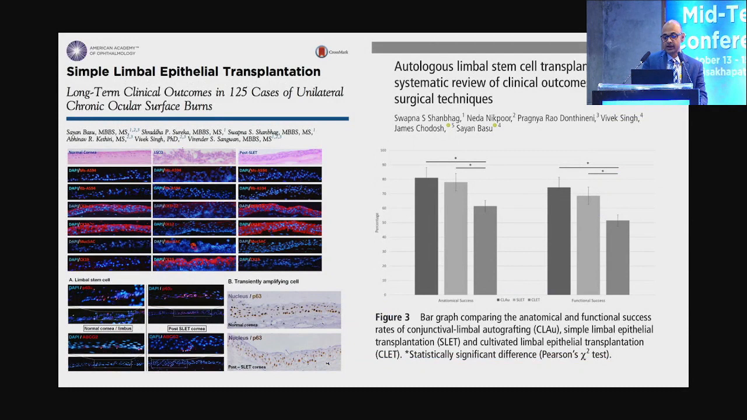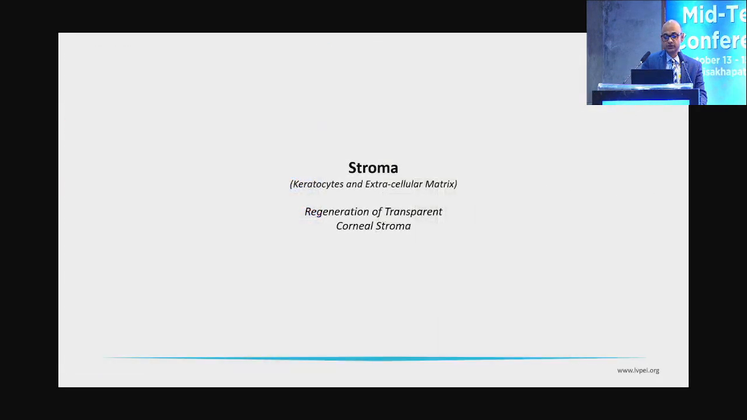You have to remember that limbal stem cell deficiency only a few decades ago was completely untreatable. It would not respond to corneal transplantation. And we have developed this technique which not only gives clinically successful outcomes, but also shows preservation of stem cells, and as compared to other techniques of limbal stem cell transplantation, has been shown to be good, if not better, in terms of both anatomical and functional outcomes.